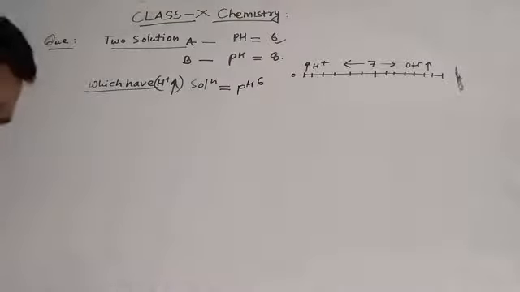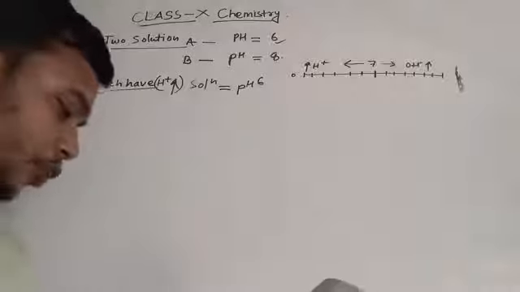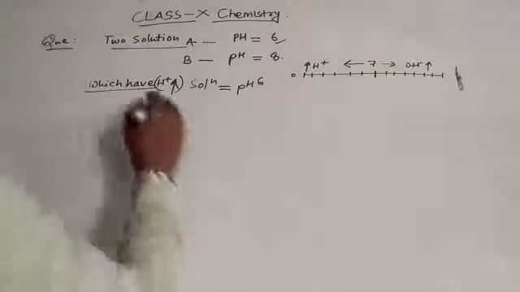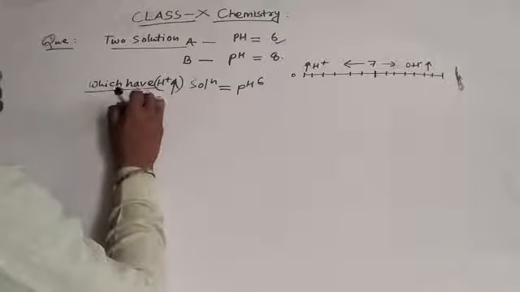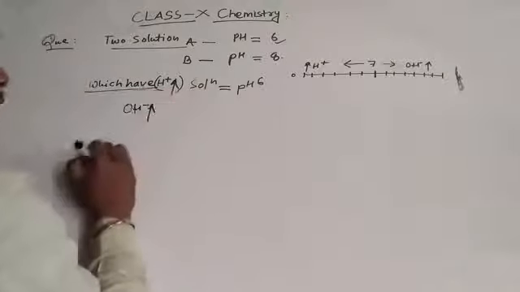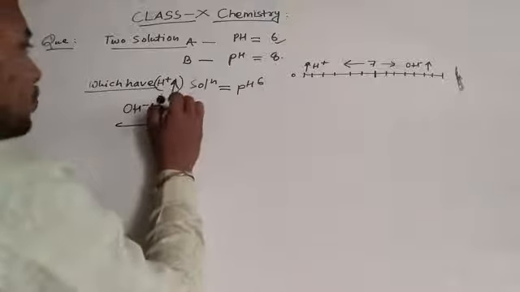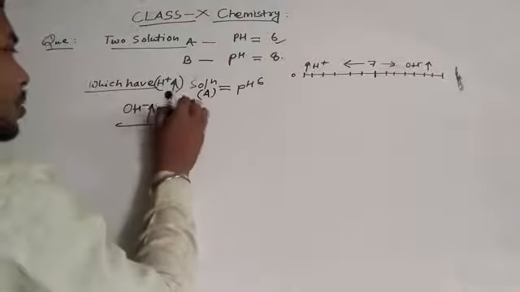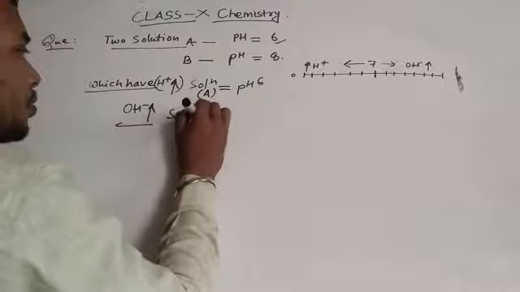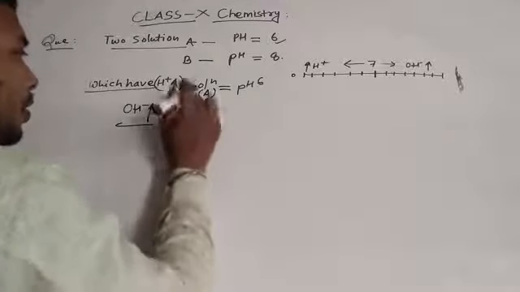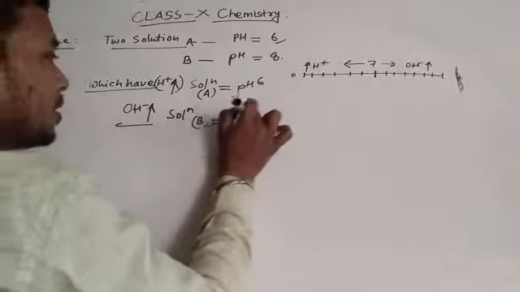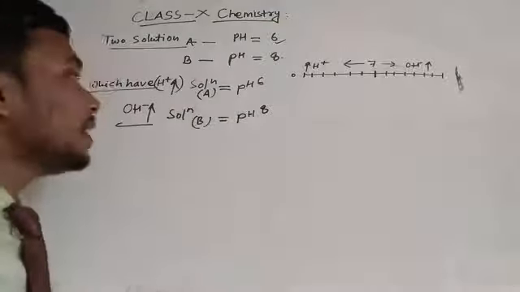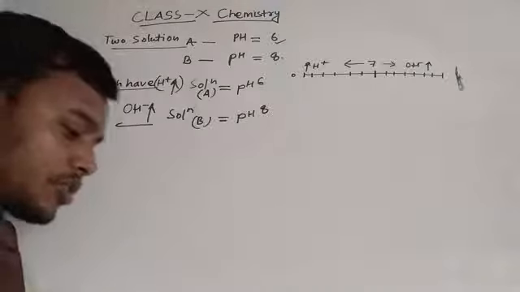Now, which of these is acidic and which one is basic? Which one is basic? That one should have maximum OH minus concentration, only then it will be basic. So this is A, and this will be solution B, that is pH 8. In this way we can answer this question.